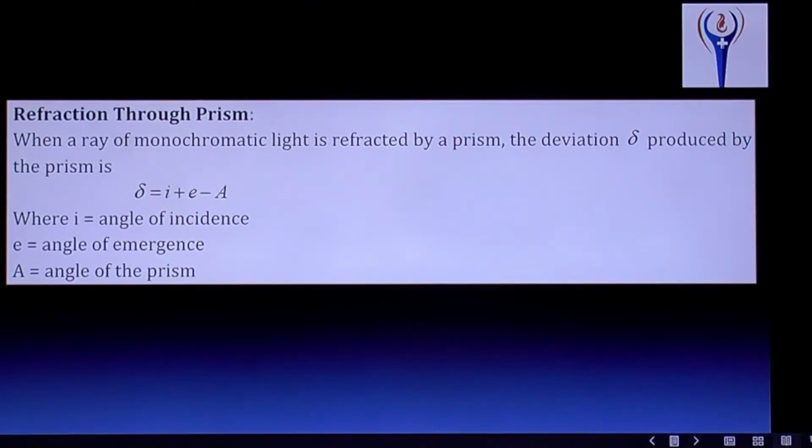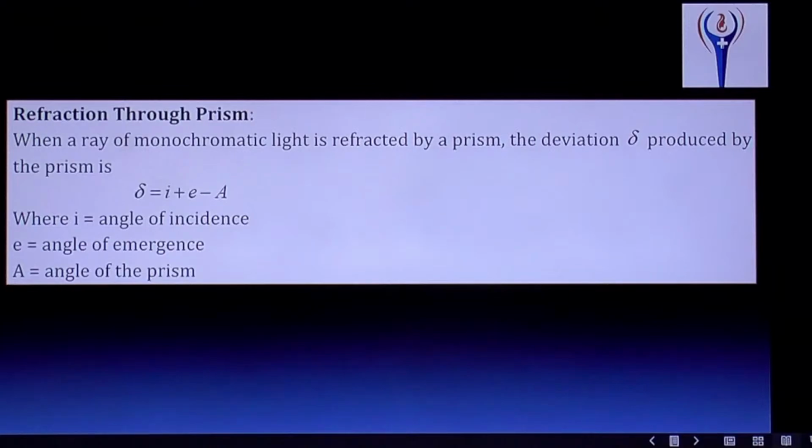Now the topic is refraction through prism. What is refraction? That we have already discussed. Refraction is the change in direction of the light ray when it passes from one transparent medium to another transparent medium.